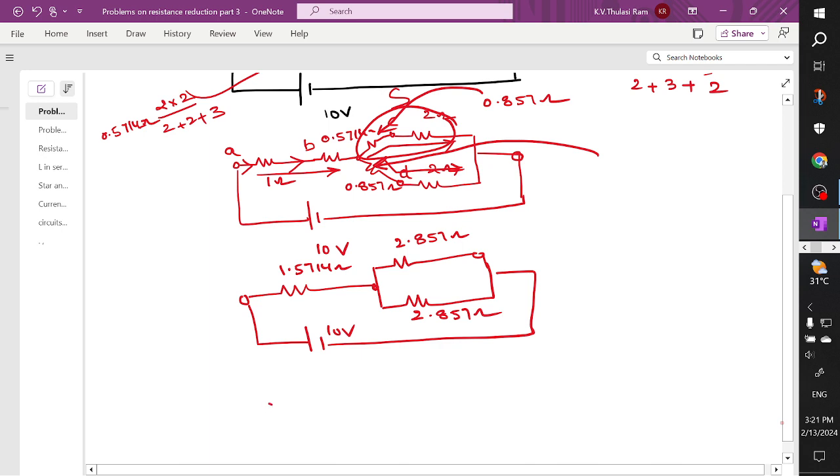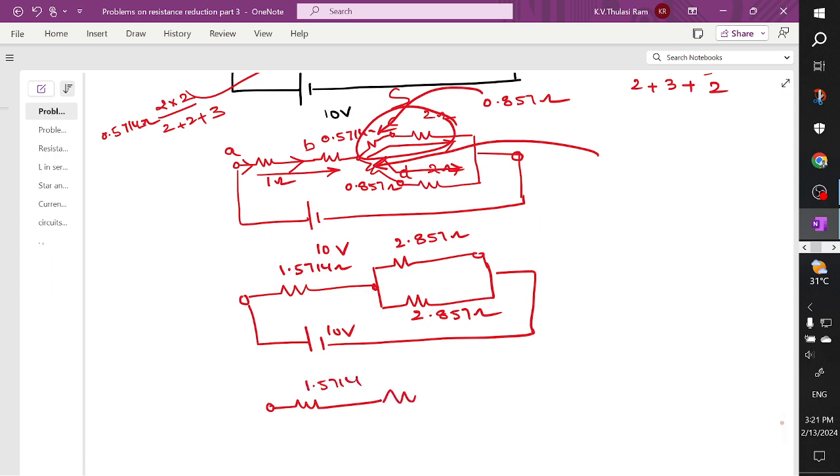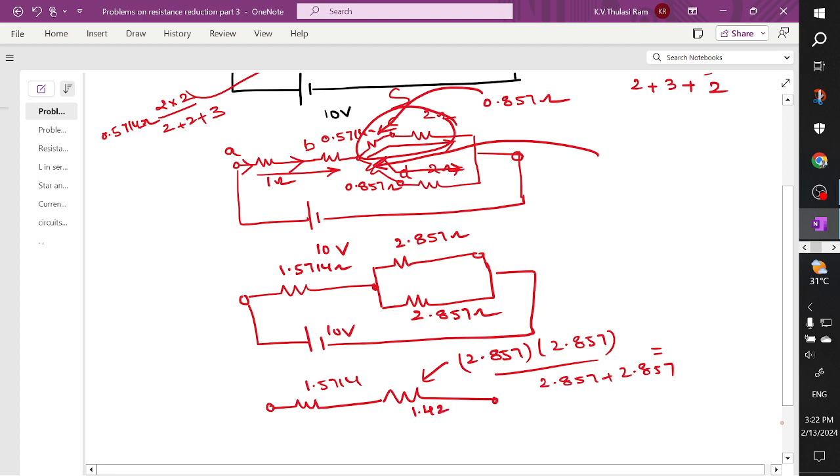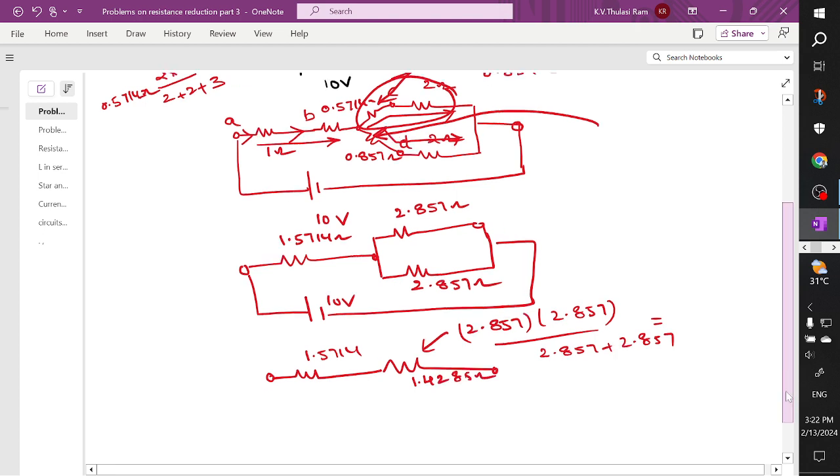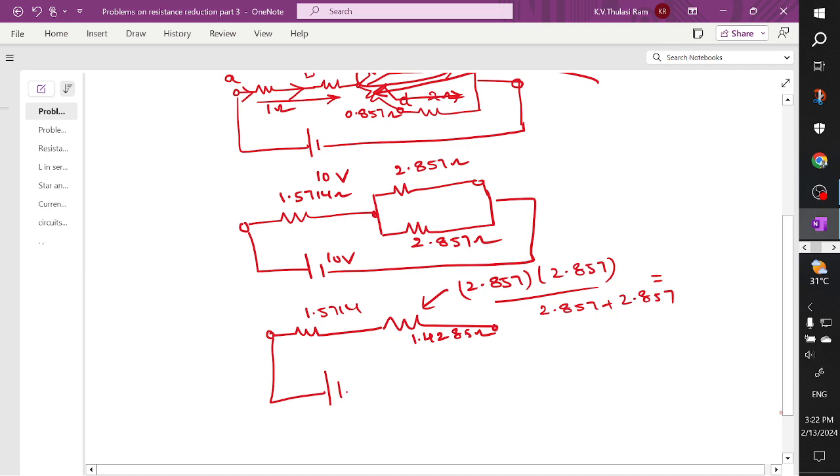So when you solve it, you are going to get this as 1.571 ohm and two resistors of equal value. When you do it, product, I mean 2.857 into 2.857 divided by the sum 2.857 plus 2.857. When you do it, you're going to get this as 1.4285 ohms. So this you are going to get.